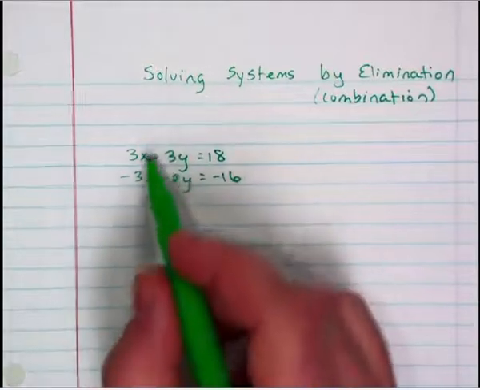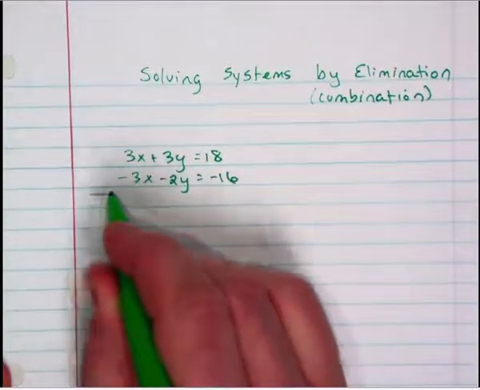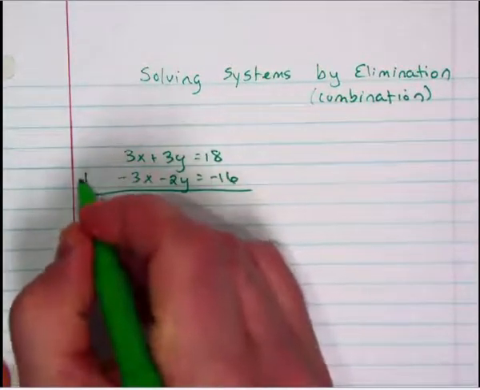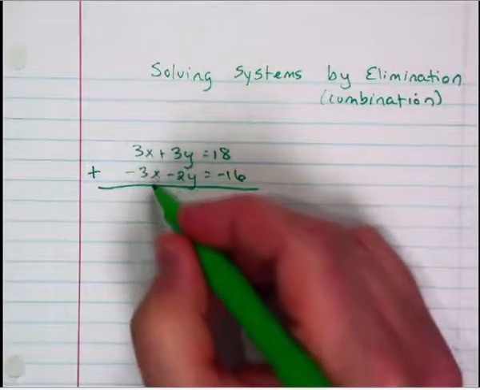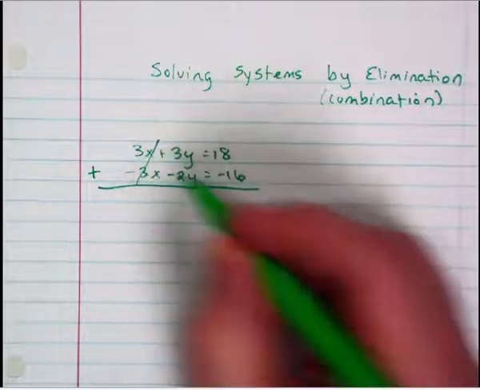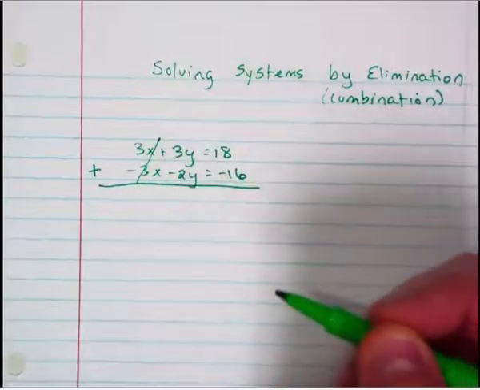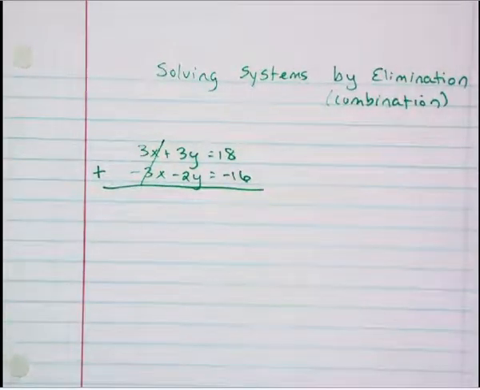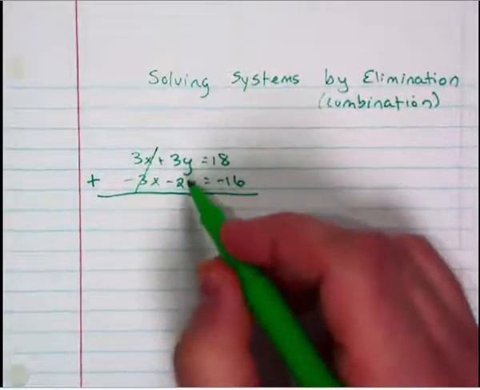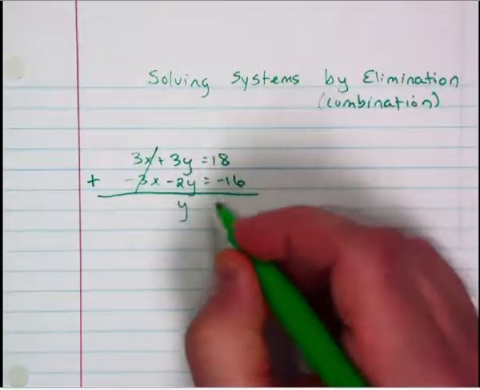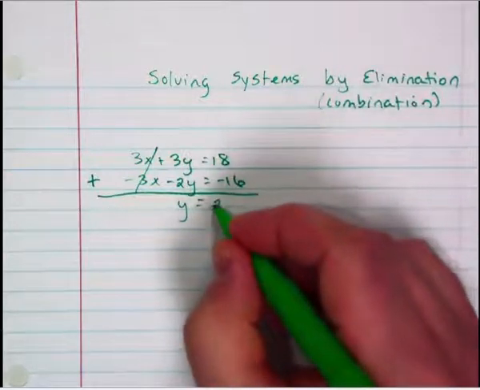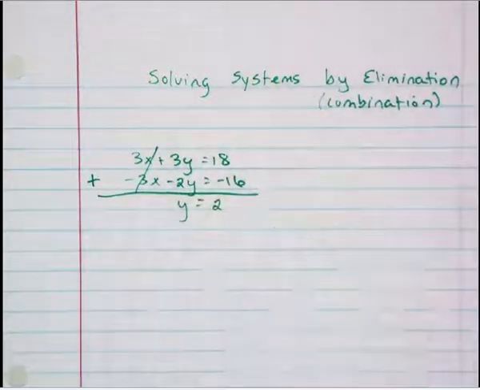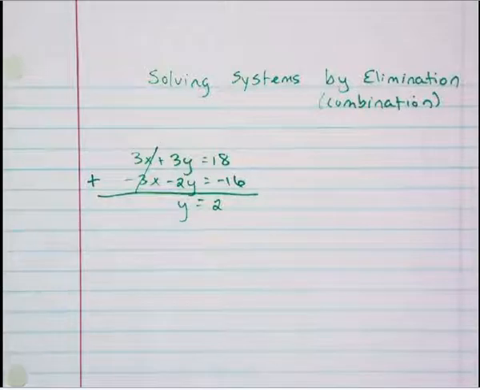So think about what would happen if I added these equations together. Knowing that I have a 3x and a negative 3x, if I actually show that I'm adding these equations together, notice that 3x minus 3x is 0. These get eliminated by adding together. So then I would just add the rest of the things. 3y plus negative 2y is just a plain y, and 18 plus negative 16 is simply 2. So in one step, because of the way it was set up in the beginning, I got y as 2.